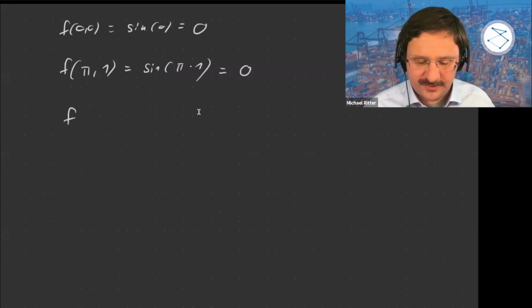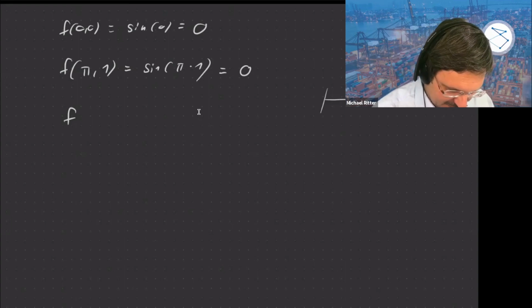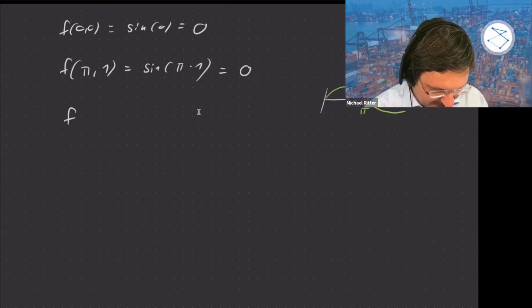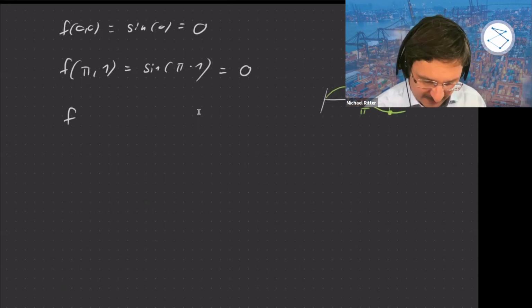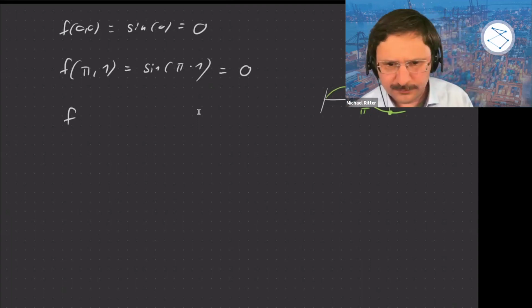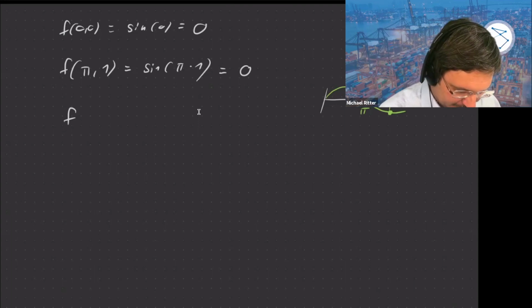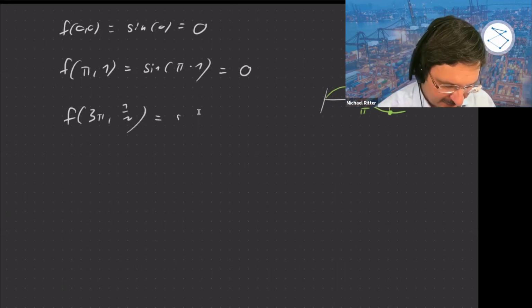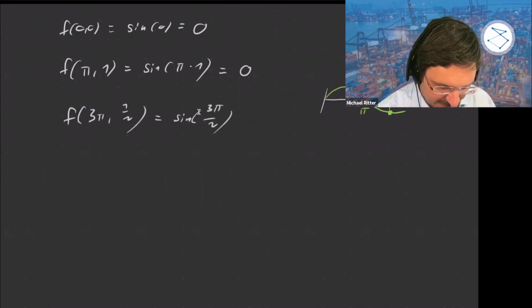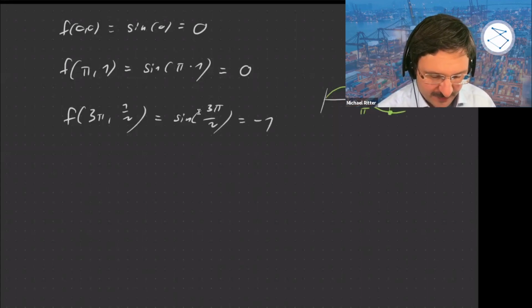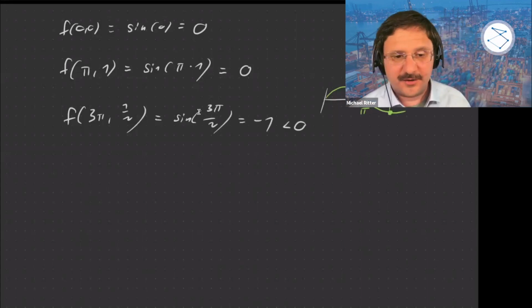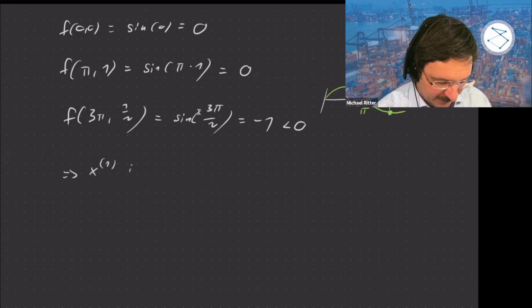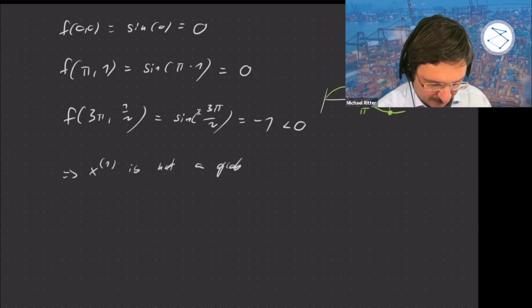For example, if you want the sine to be negative, quick sketch, that's what the sine looks like. All right, so here's pi. Let's say you want this point here where it's -1, that would be 3 pi over 2. So for example, we could take 3 pi for x1 and 1 over 2 for x2. Then the function would be the sine of 3 pi over 2, and that is -1. Strictly less than 0. So obviously, the current point x1 is not a global optimum.